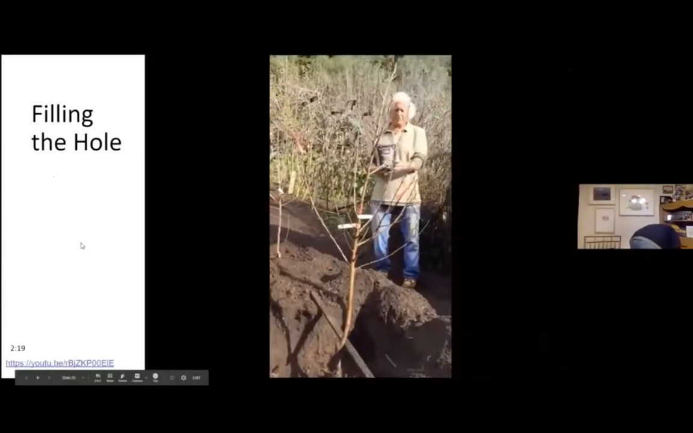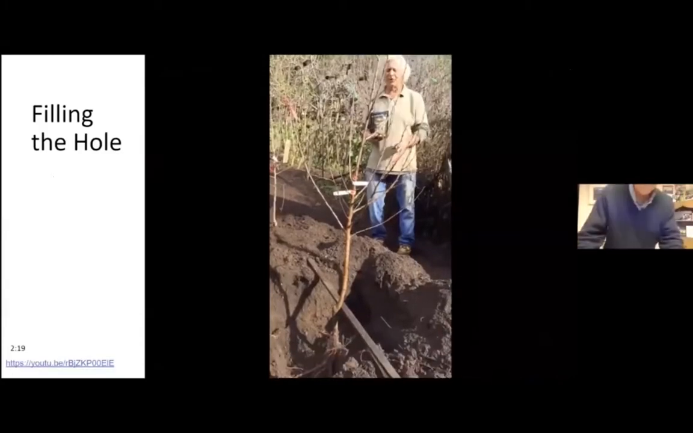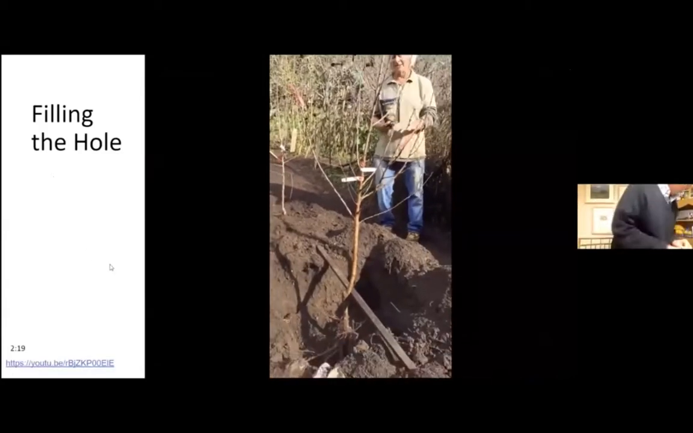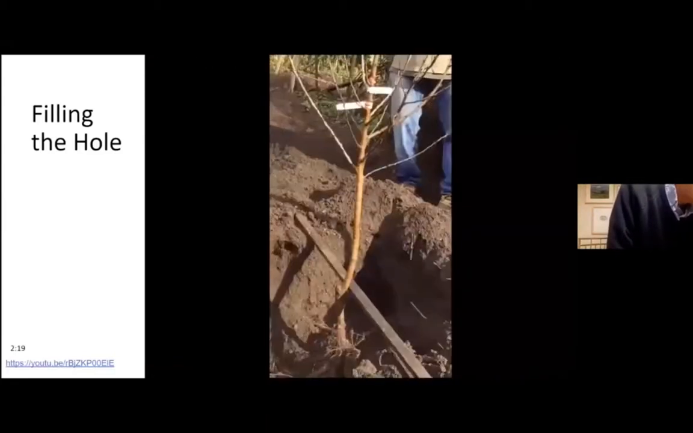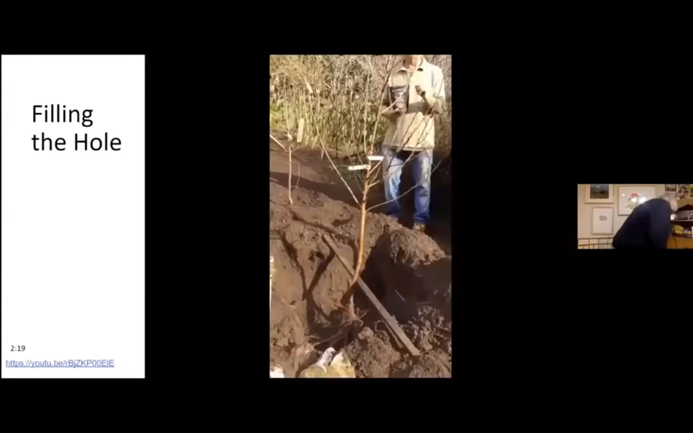As you can see, I placed the tree in the hole. The dimensions are good. The roots are spread. I have a little stick here. That's a leveling stick to show the true soil level. Again, when I plant the tree, I want to make sure the bud union is above the true soil line.